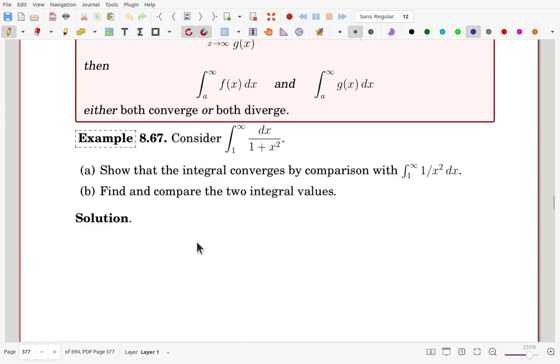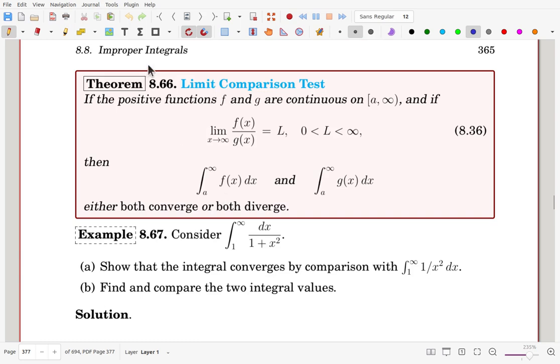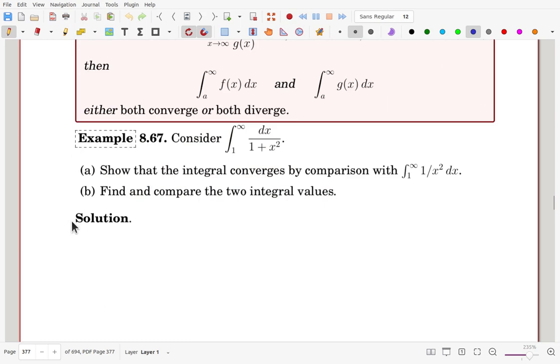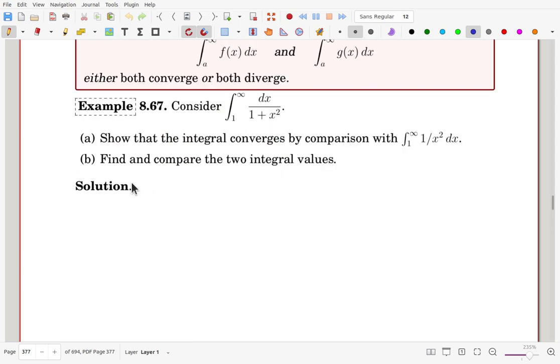Okay, let's see this example. For this one, show that the integral converges by comparison with this one. Okay, let's try to use this limit comparison test. We call this integrand f, and for this one we call it g.